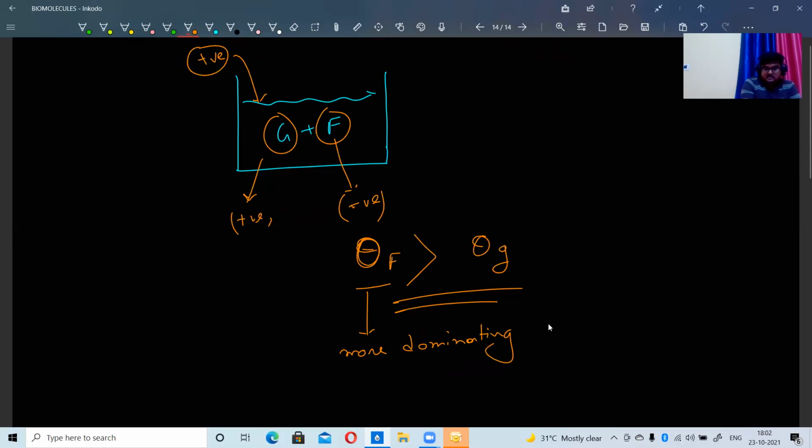Now, why is sucrose called an invert sugar? You are putting in positive, and you are getting negative. That means you are putting in dextro, you get levo. That's why these are called invert sugar. Why do we get levo? Because the theta value for fructose is very high compared to glucose. So just write down: what is invert sugar?